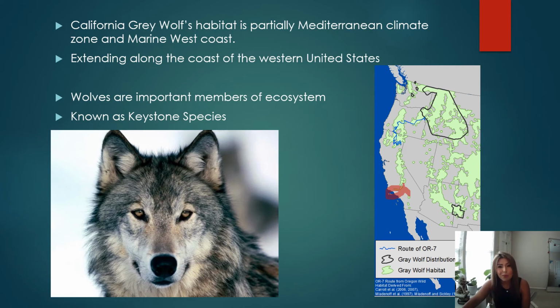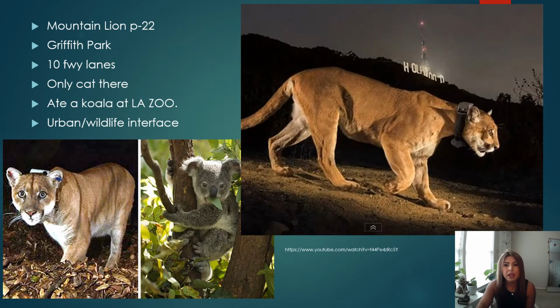Wolves are important members of the ecosystem. They're known as a keystone species. Now, a keystone species is a species that keeps an ecosystem alive. If that species were to disappear, the entire ecosystem would crumble. So it is a keystone species. So are our Channel Island or California otters. They're also keystone species. So you will have a link for all that.